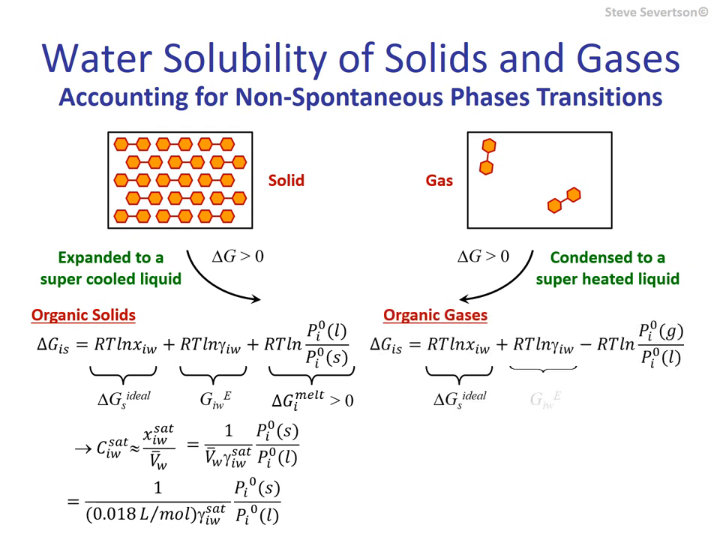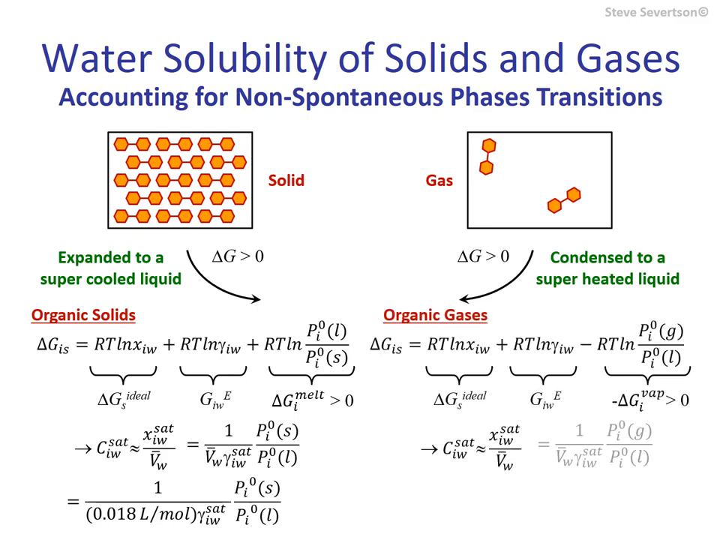By rearranging the resulting equations for solids and gases, the expressions for their solubilities are obtained, where P0S and P0L are the vapor pressures for the pure solid and supercooled liquid, respectively, and P0G is the vapor pressure for the gas phase, usually arbitrarily assigned a value of 1 atmosphere, and P0L is the vapor pressure for the pure superheated liquid. Values for these are required at the temperature of interest. It can be seen that the free energy associated with the non-spontaneous conversion to a liquid leads to a more complex expression for estimating water solubilities for organic compounds.